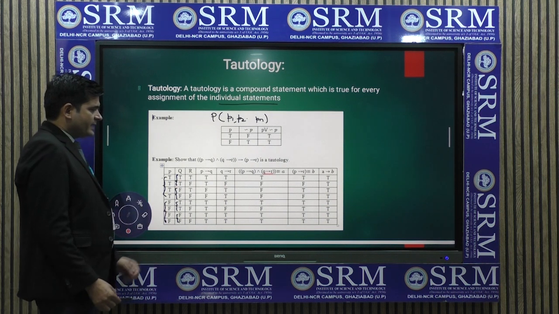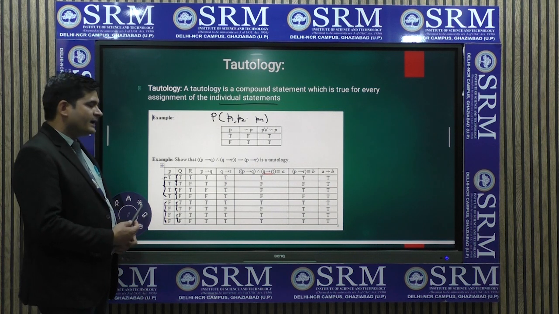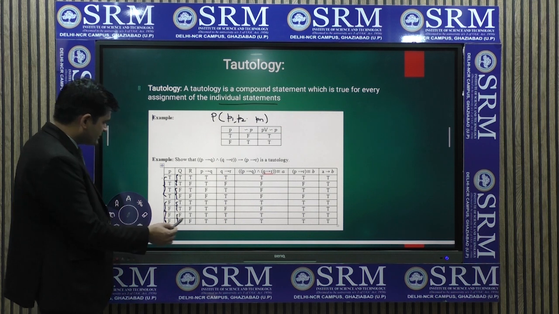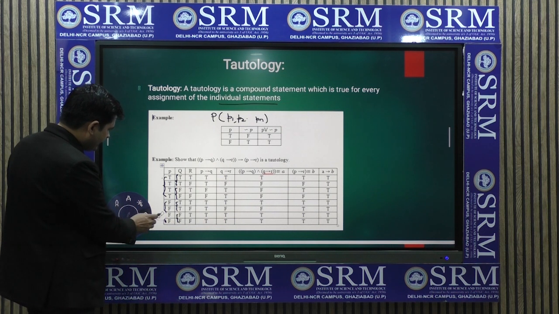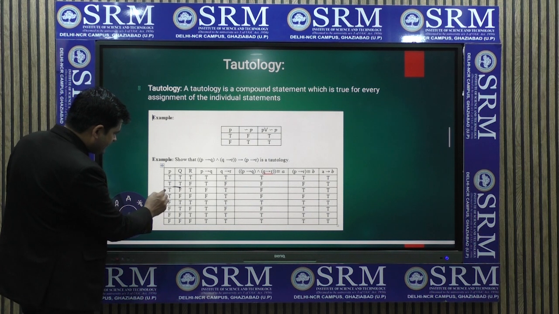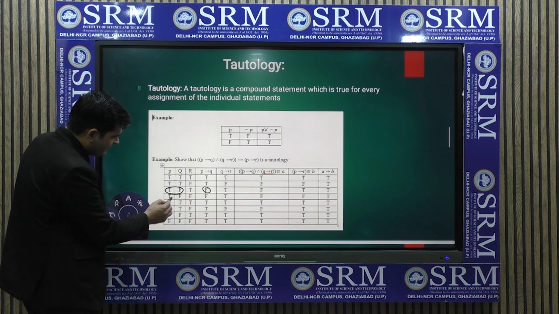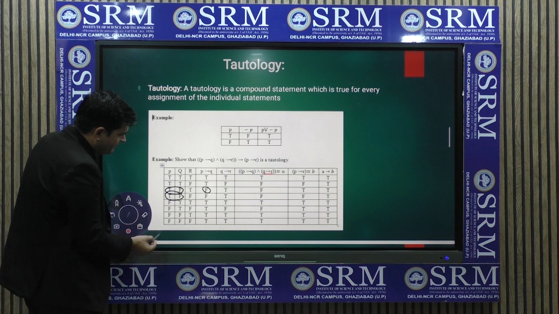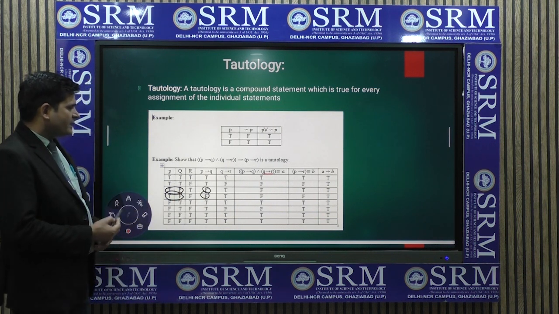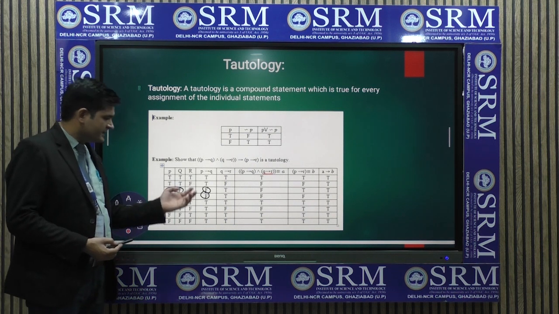Now I will find out P conditional Q. As per the definition of conditional proposition, P conditional Q is false only when P is true and Q is false. So here, students, you will see that when P is true and Q is false, it is false. Similarly in this case when P is true and Q is false, it is also false. So only in these two cases the conditional statement P conditional Q is false, otherwise it is true.